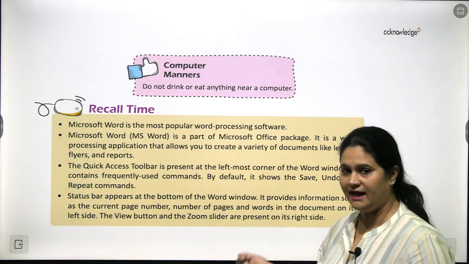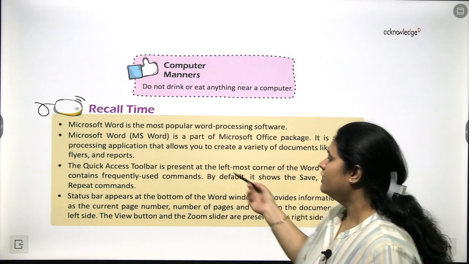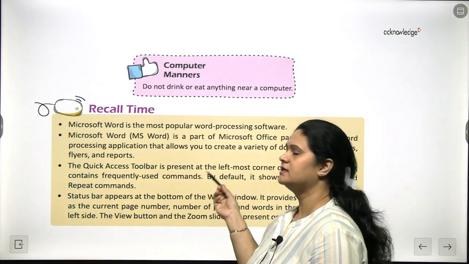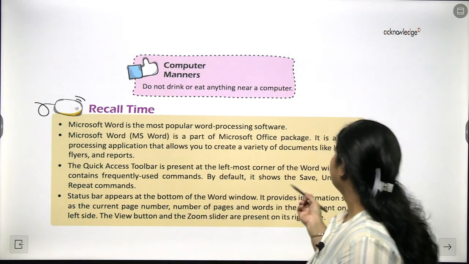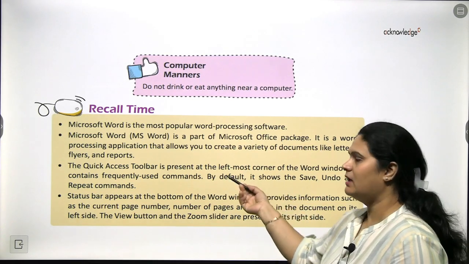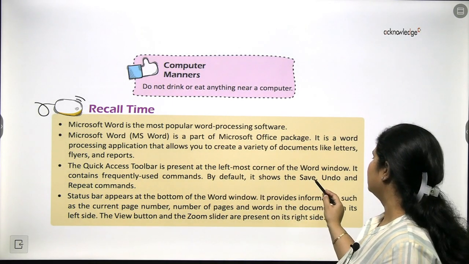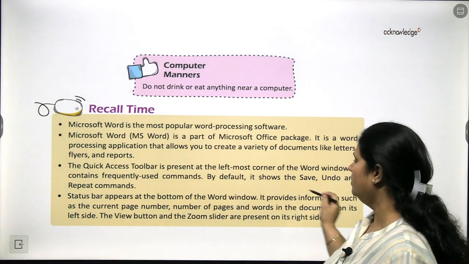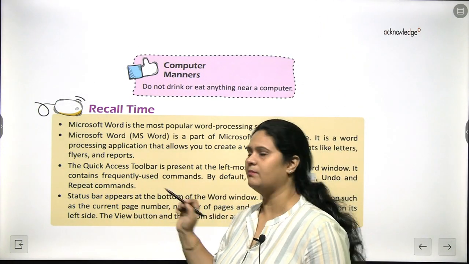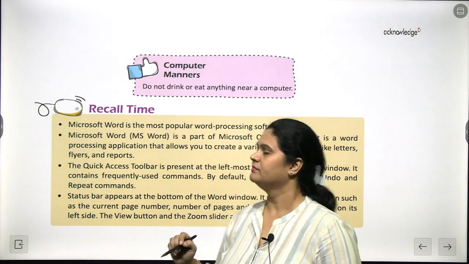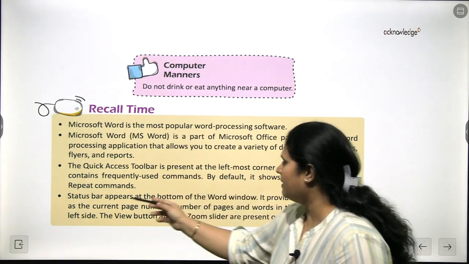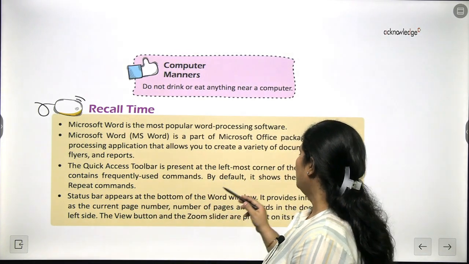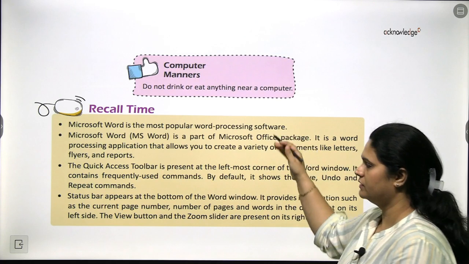And what does it contain? It contains very frequently used commands, right? By default, what are the commands it shows? It shows the save, undo and repeat commands. Is it clear? Good. Status bar appears at the bottom of the Word window.